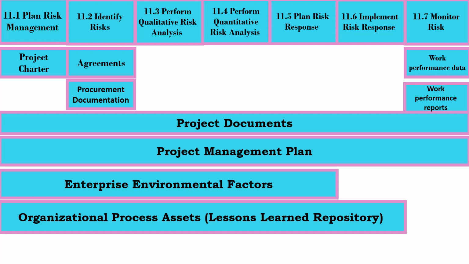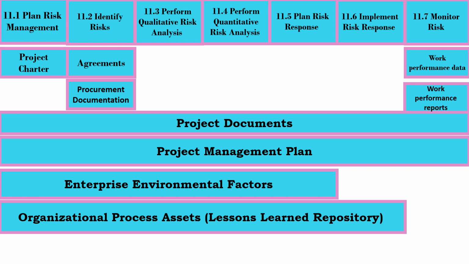Project risk management consists of plan risk management, identify risks, perform qualitative risk analysis, perform quantitative risk analysis, plan risk response, implement risk response, and monitor risk. The inputs of plan risk management are project charter, both project documents and project management plan, which are shared with all processes, enterprise environmental factors, which is shared with all processes except implement risk response and monitor risk, and organizational process assets, which is shared with all processes except monitor risk.